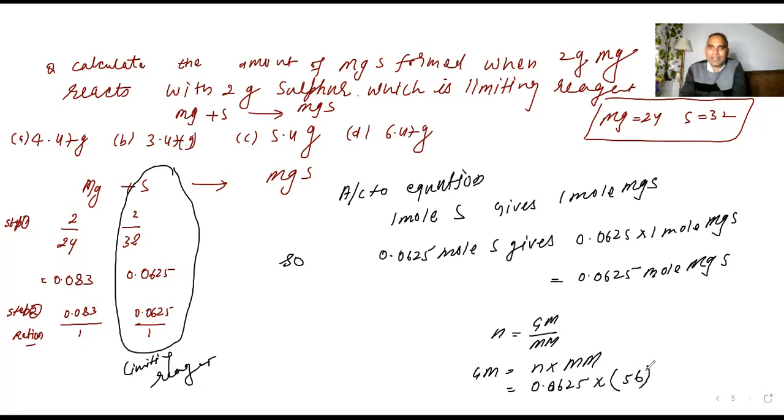Which part? Comparison. See, according to the equation, 1 mole of sulfur is going to give 1 mole of MgS. Yes or no? According to the equation, the coefficients are 1 and 1. But they are saying 2 gram sulfur is there. So 2 gram sulfur means how many moles? 0.0625. This many moles are given only.